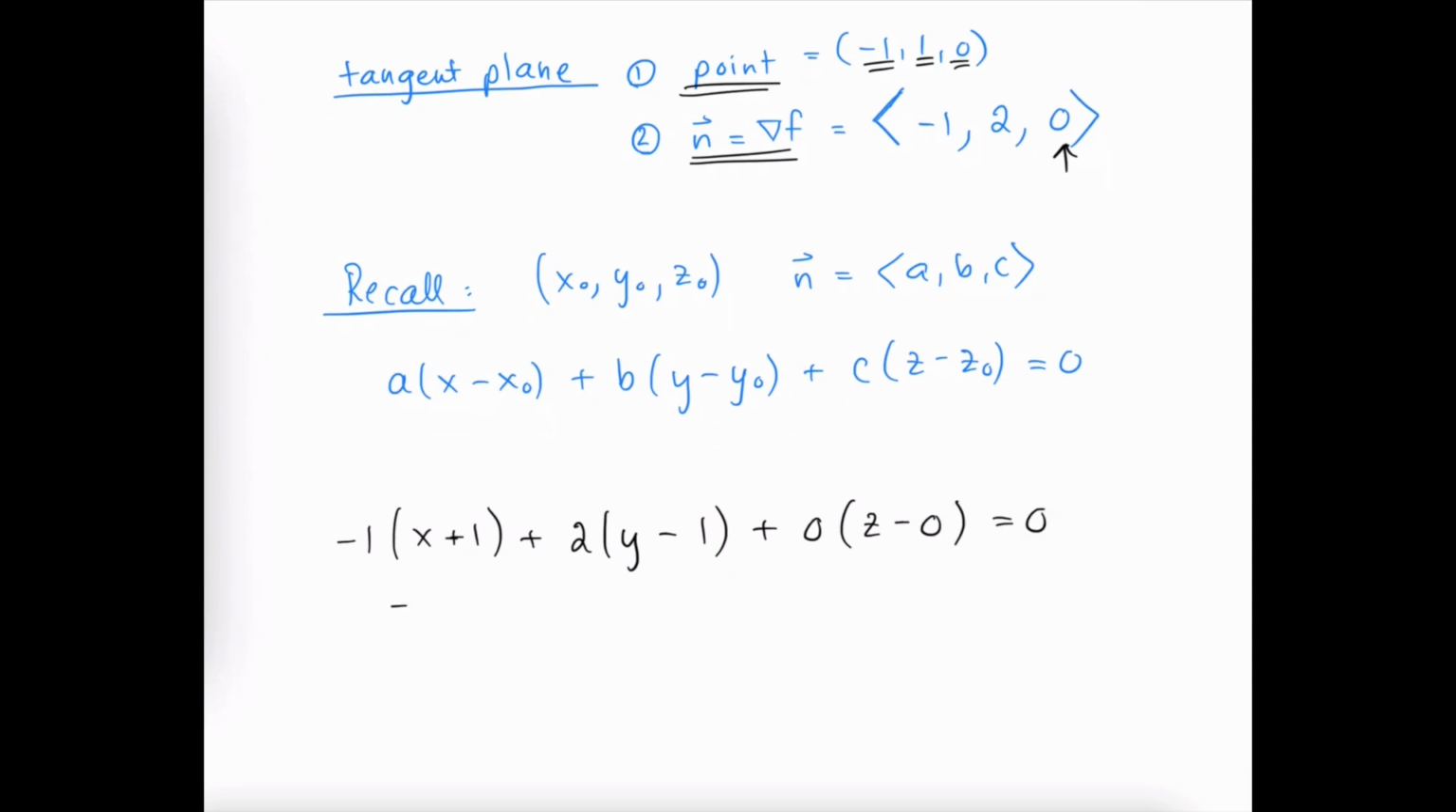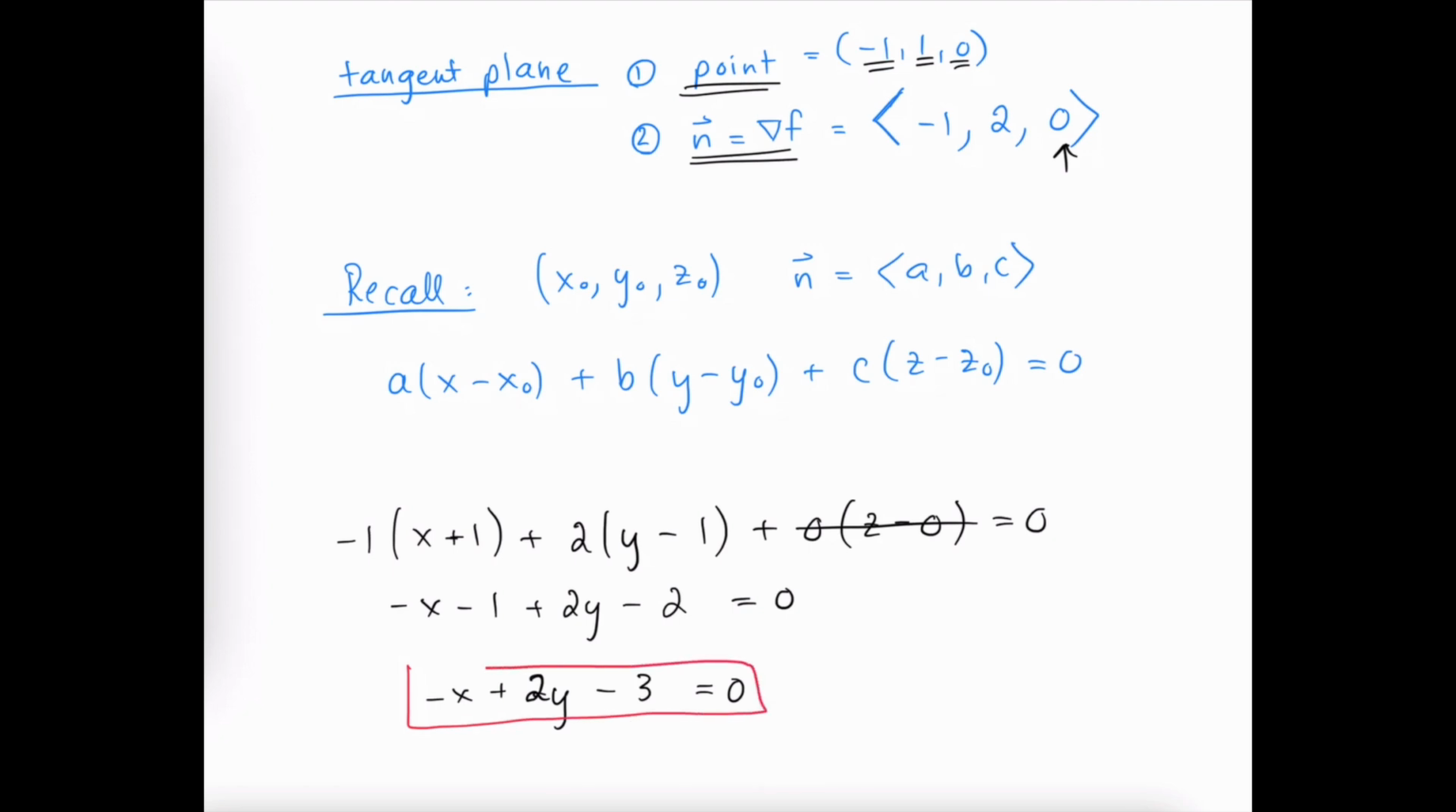So now we simplify. We have -x minus 1 plus 2y minus 2, and all of this is 0. And then we'll just rearrange the terms. -x plus 2y minus 3 equals 0, and this is the equation of the plane that is tangent to our surface at the given point.